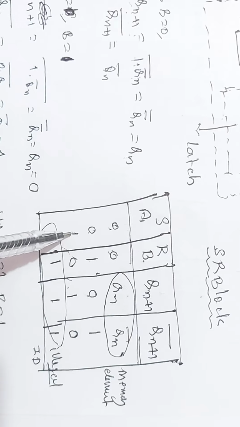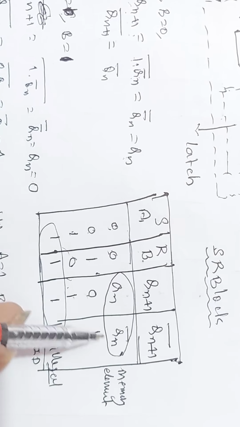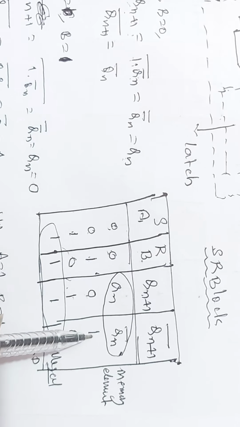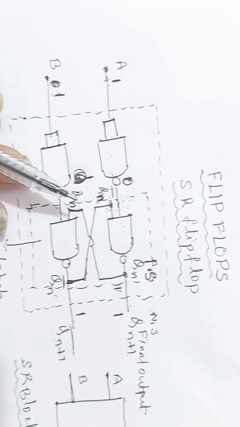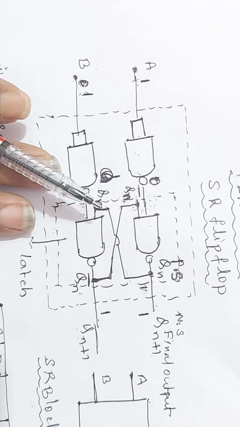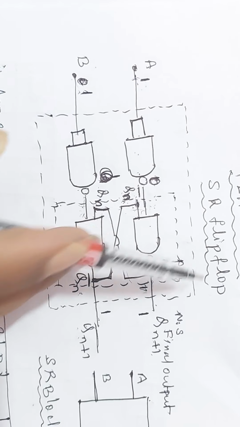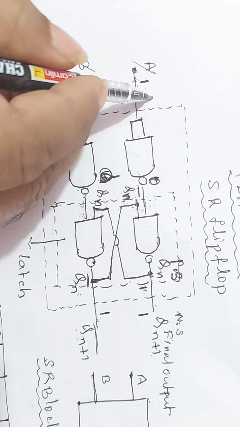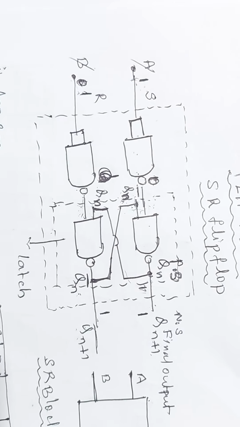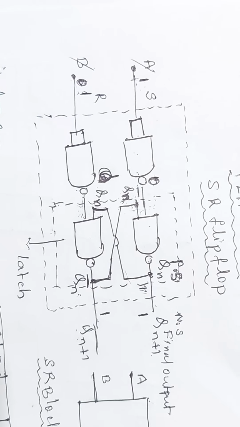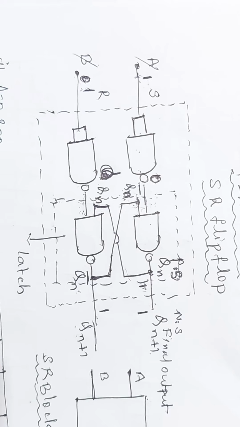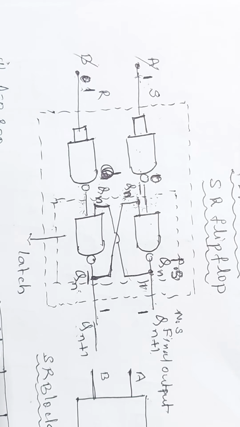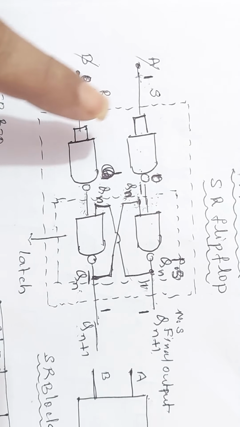By making S as 1, we set the circuit. By making R equal to 1, we reset the circuit. Therefore, this type of flip-flop is called a set and reset flip-flop, or simply SR flip-flop. So I will write S and R instead of A and B, set and reset flip-flop. So, in summary, a flip-flop is a memory element used to store information. The flip-flop can be constructed using either NAND gates or NOR gates. Both are universal gates. This is a simple circuit of an SR flip-flop.